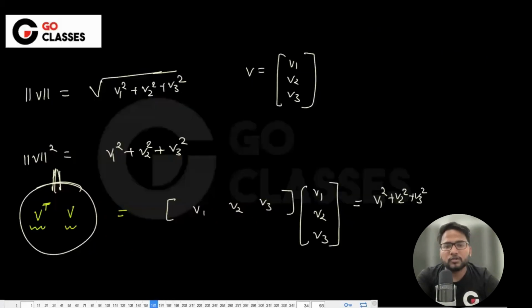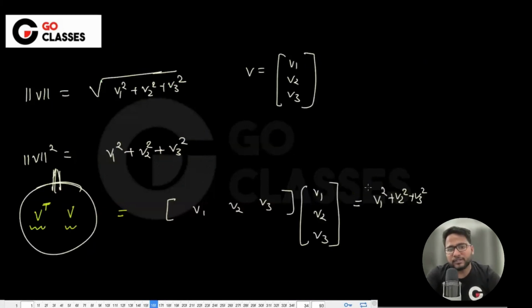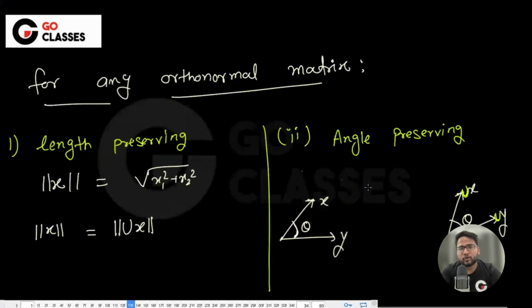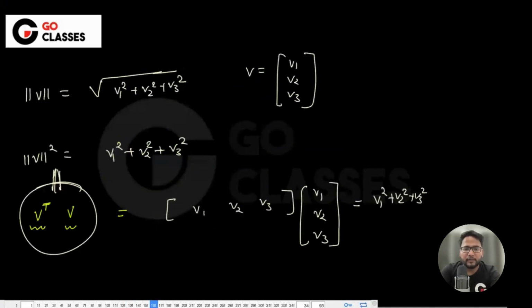Cool. So I think it is okay to everyone that it is length preserving, which means that if you have any vector x and you multiply it by an orthonormal matrix, then the length of that vector doesn't change. And it is also angle preserving. Let me explain what angle preserving means, and how orthonormal matrices are angle preserving also.